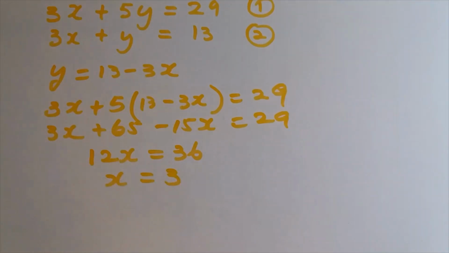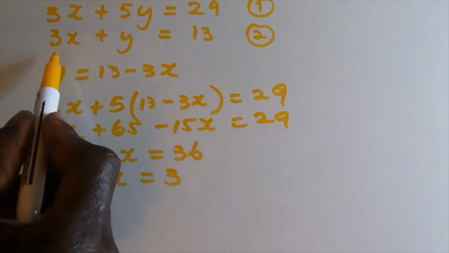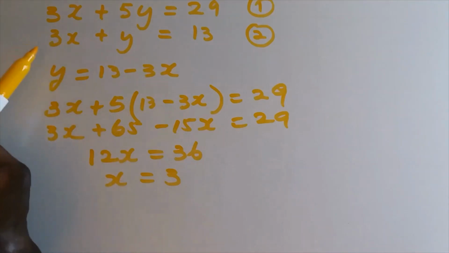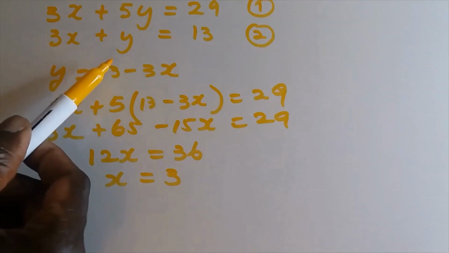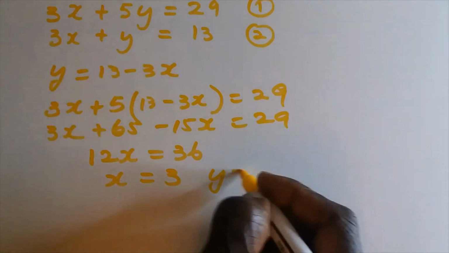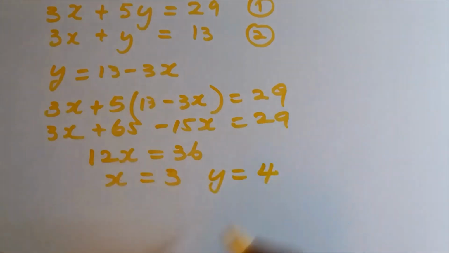And if we know that x is equal to 3, we can easily substitute in this equation, equation 2, to find y. We know x is 3, that's 3 3's 9, add y is equal to 13, so y is equal to 4.